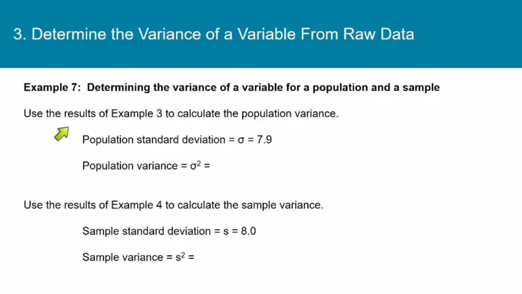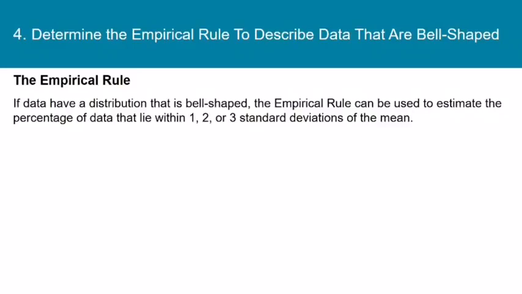So here's example 7, and we're going to take the standard deviations that we found in examples 3 and 4 and use those to find variance. So in example 3, we found a population standard deviation of 7.9, and therefore variance is 7.9 squared, in other words 62.4. And in example 4, we found a sample standard deviation of 8, so sample variance would be 8 squared, which is 64.